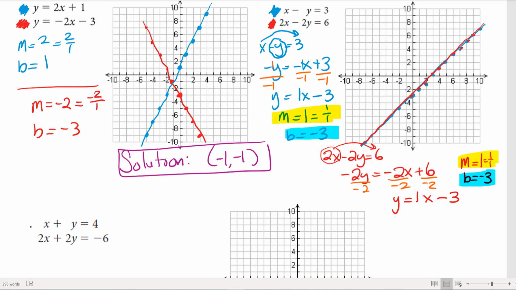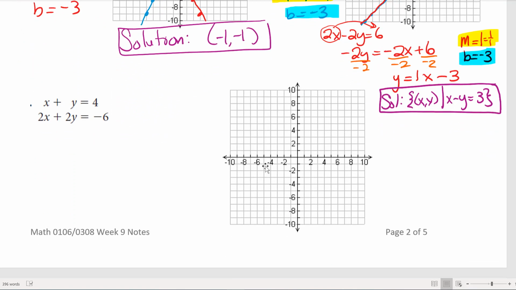So what is my solution? When the lines coincide, my solution is that long equation. In set notation, the set of all x, y, such that, and then one of the two equations. Pick whichever one you like better, write it in, and that is your solution. So that's an example of two lines coinciding.